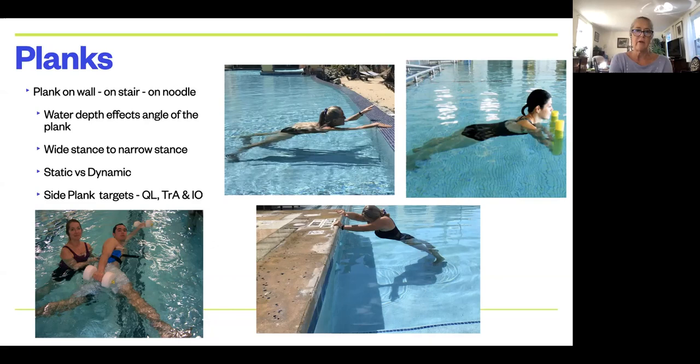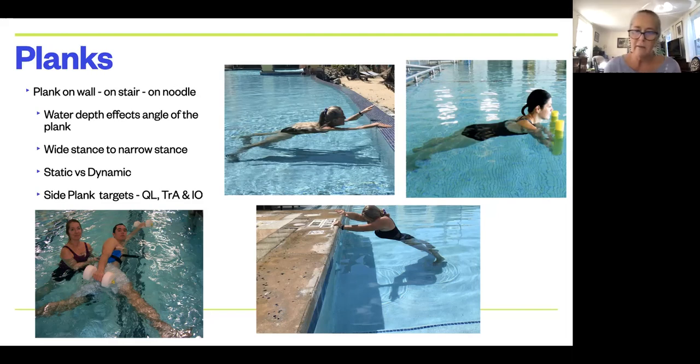So try with a almost vertical plank, just barely leaning in, and then go to more of a prone plank. Then also with your legs, you can go from a wide base of support to a narrow base of support. So you can see in the first picture, it's got wide legs. Then with the noodles, one on the noodle, now we've got challenging stability by doing it on a noodle and bringing the legs a little closer together.